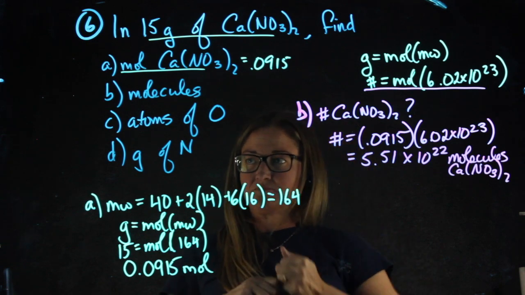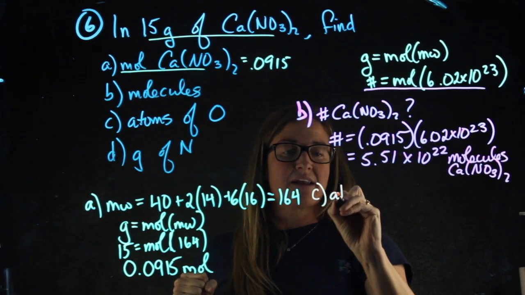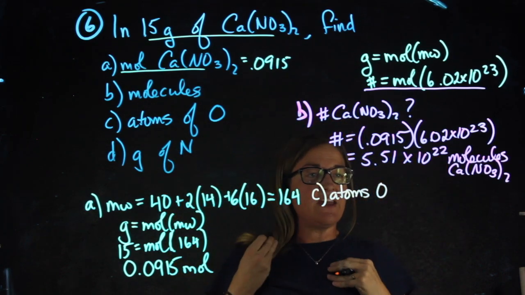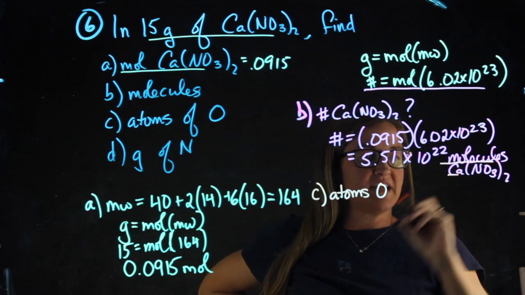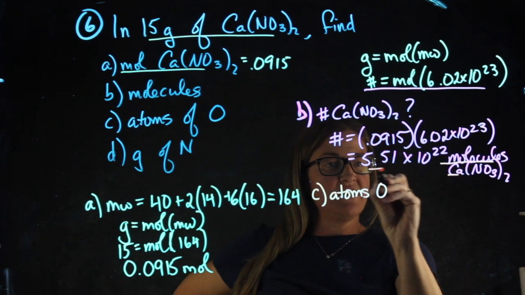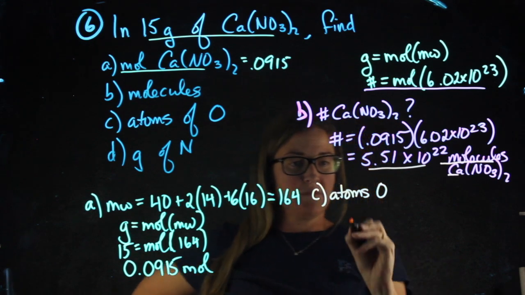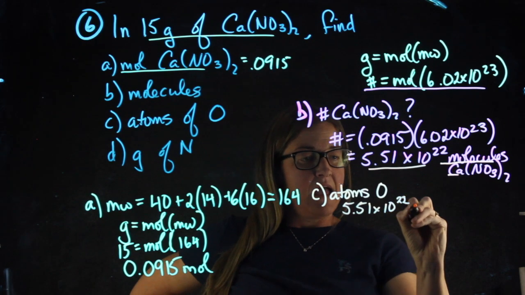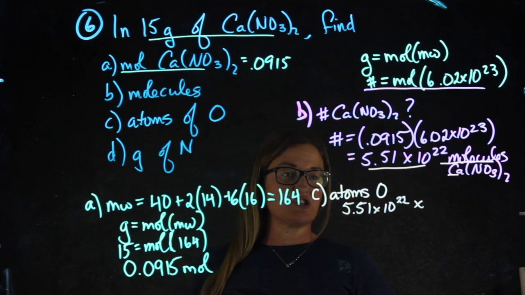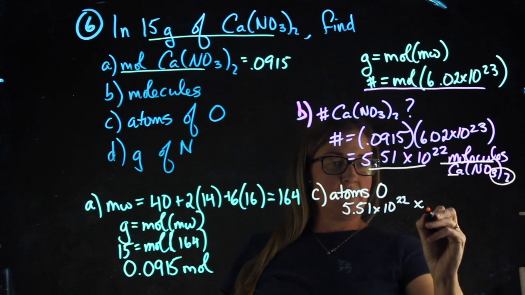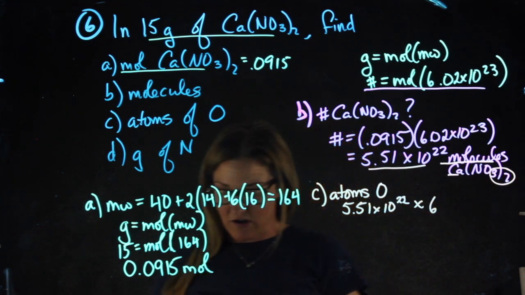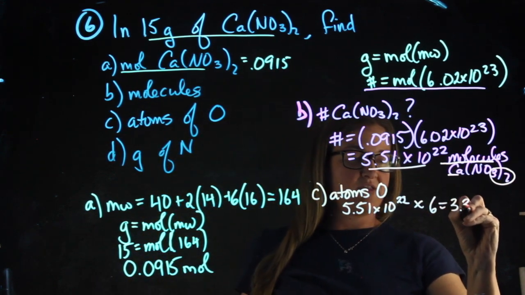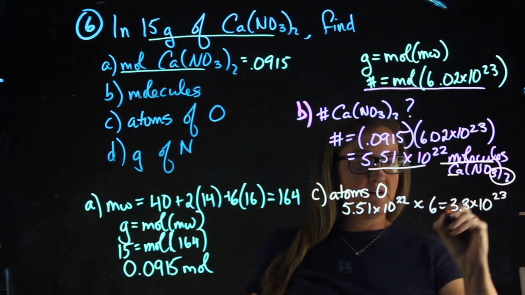For C, C wants the atoms of O. There are a couple of different ways I can get that. I think the easiest way is, if I already have the molecules of calcium nitrate, I can use this number to get the atoms of oxygen. So I take the number of molecules, and I'm going to multiply it by how many oxygens there are in one molecule. There are a total of 6 oxygens in this molecule, so that number times 6 gives me 3.3 times 10 to the 23rd.